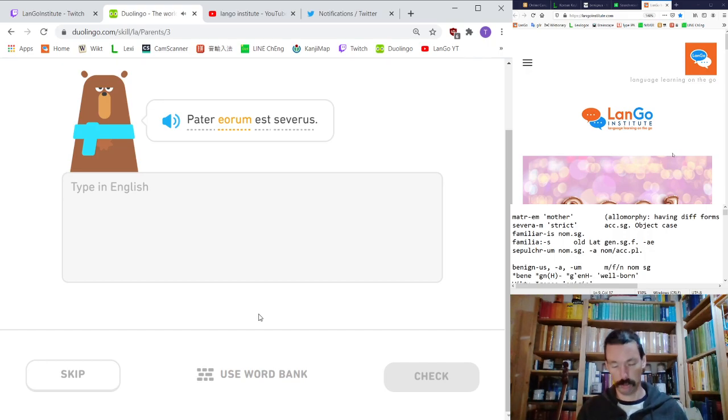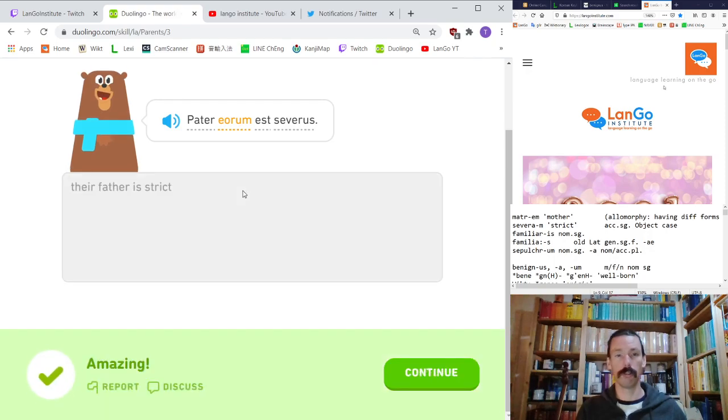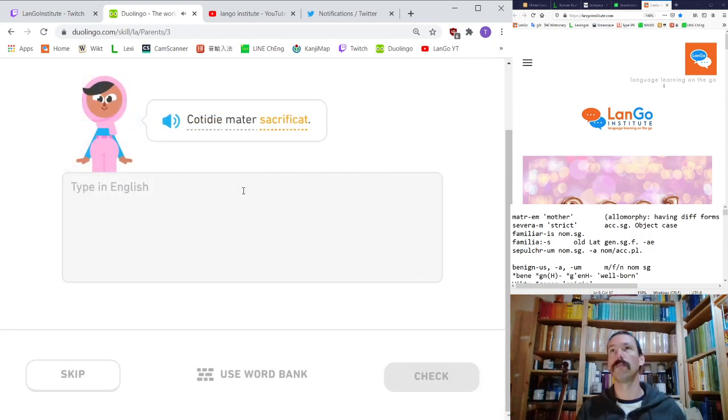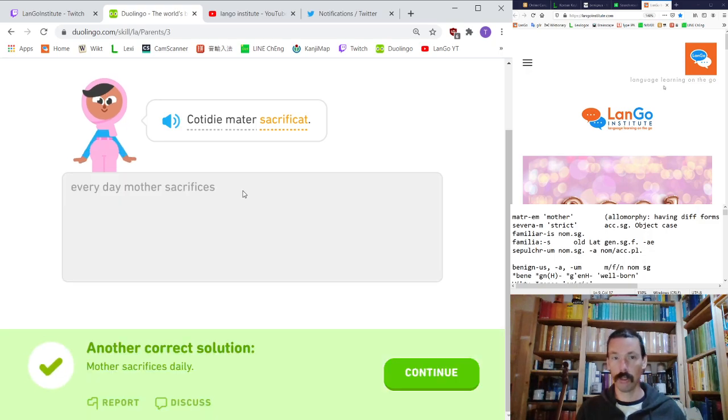Pater eorum est severus. So the eorum might make you think of accusative, but it's a genitive, a possessive form. Their, plural possessor, father, that's the subject. Est severus is strict. Quotidie mater sacrificat. Quotidie, every day. Mater is nominative. She's the doer, mother. And then no object here, just the verb on its own. We call that intransitive. She sacrifices, which is a Latin compound word with the root of making and sacred. Making something sacred is sacrificing.